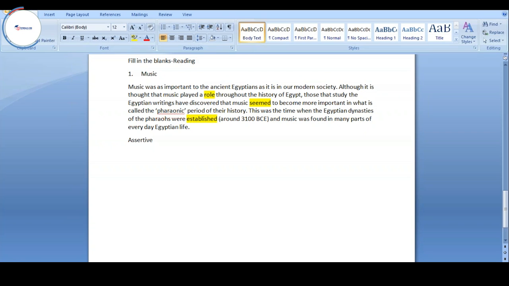And see here, around 3100 BCE is there. It means what? I have to select the word established. Then, and music was. Now again, I have was here. So you will get here third form. You need your third form. And was found in many parts. With parts, collocation goes found. Find actually. Third form is found. Music was found in many parts of everyday Egyptian life.